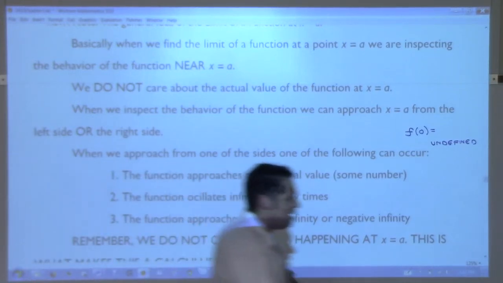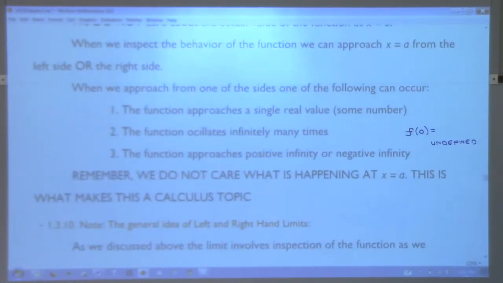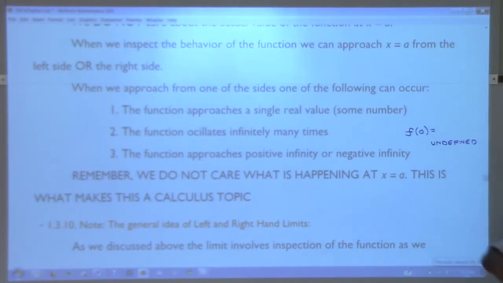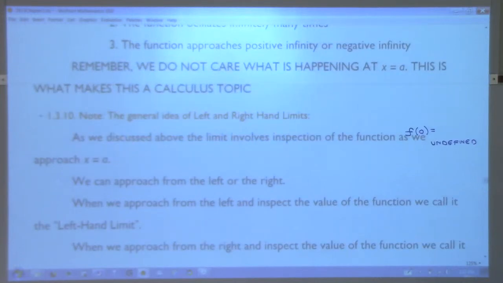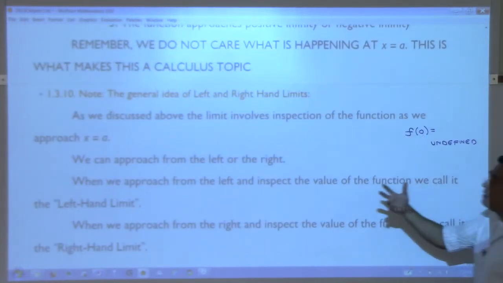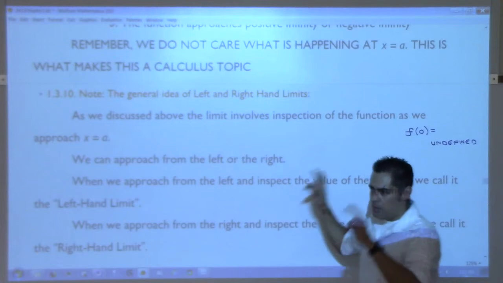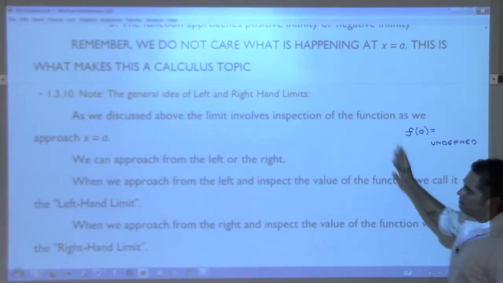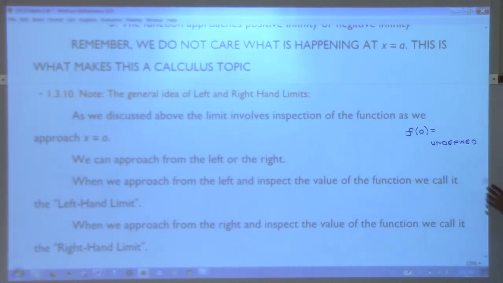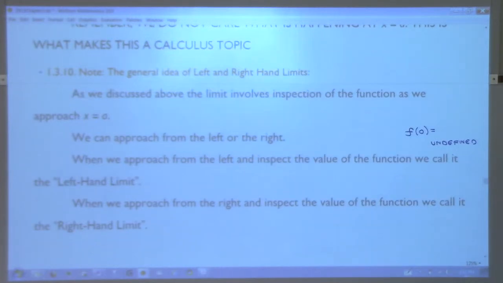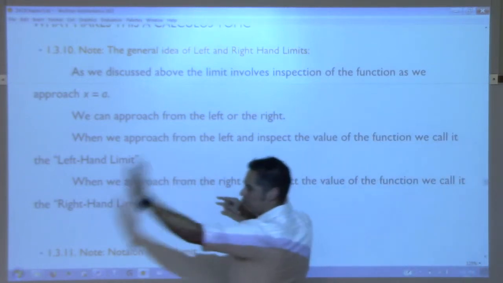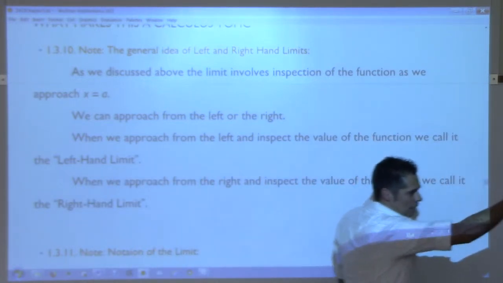Remember, we do not care what's happening at the point. This is what makes this a calculus topic. Okay, so now we talk about what are called left-hand and right-hand limits, which we've already been doing, but now we're putting some technical terms to them. As we discussed above, the limit involves inspecting the function as we approach x equals a. We approach from the left or the right. When we approach from the left, it's called the left-hand limit. And when we approach from the right, it's called the right-hand limit.